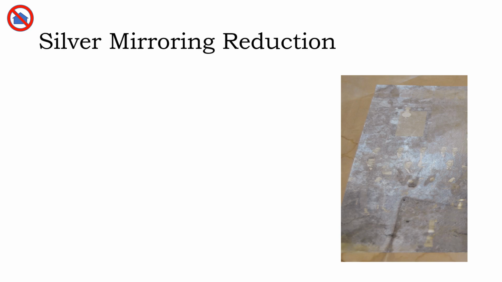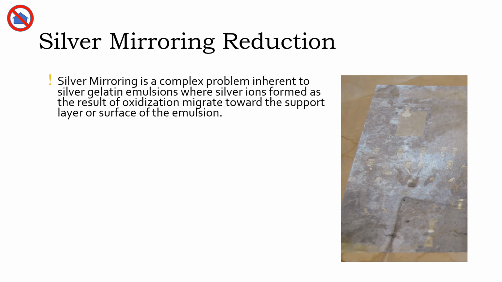If your photograph is looking more like a mirror, it's probably affected by an inherent vice of silver gelatin emulsions called silver mirroring. This problem can affect any photographic process that incorporates silver, which unfortunately includes most historic photographs. This is a complex problem that develops when oxidation causes the formation of silver ions, which then migrate either toward the support layer or the surface of the emulsion.